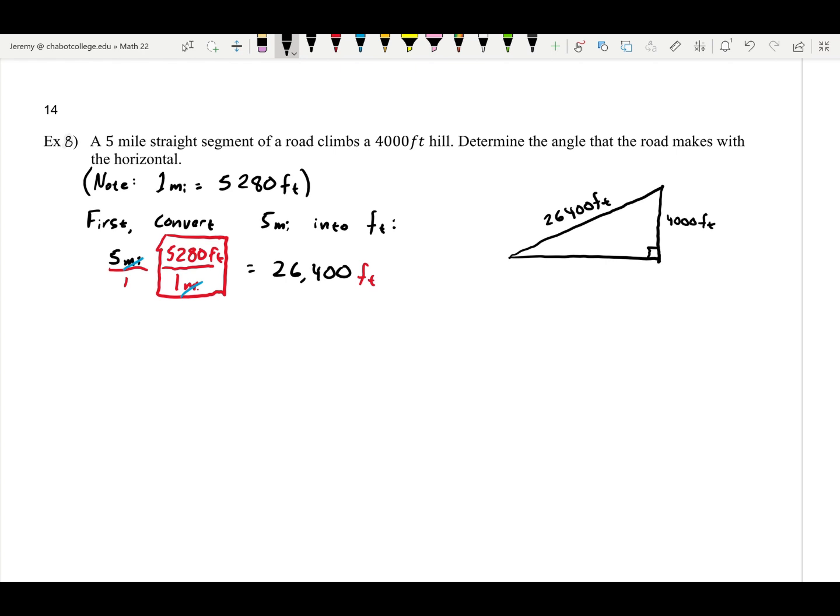Okay, good. Now, what am I actually asked to do here? I want to determine the angle that the road makes with the horizontal, being that line right there. So I'm trying to find this angle, and I'll just call that theta. Okay, so the next step here, now we want to find that angle theta.